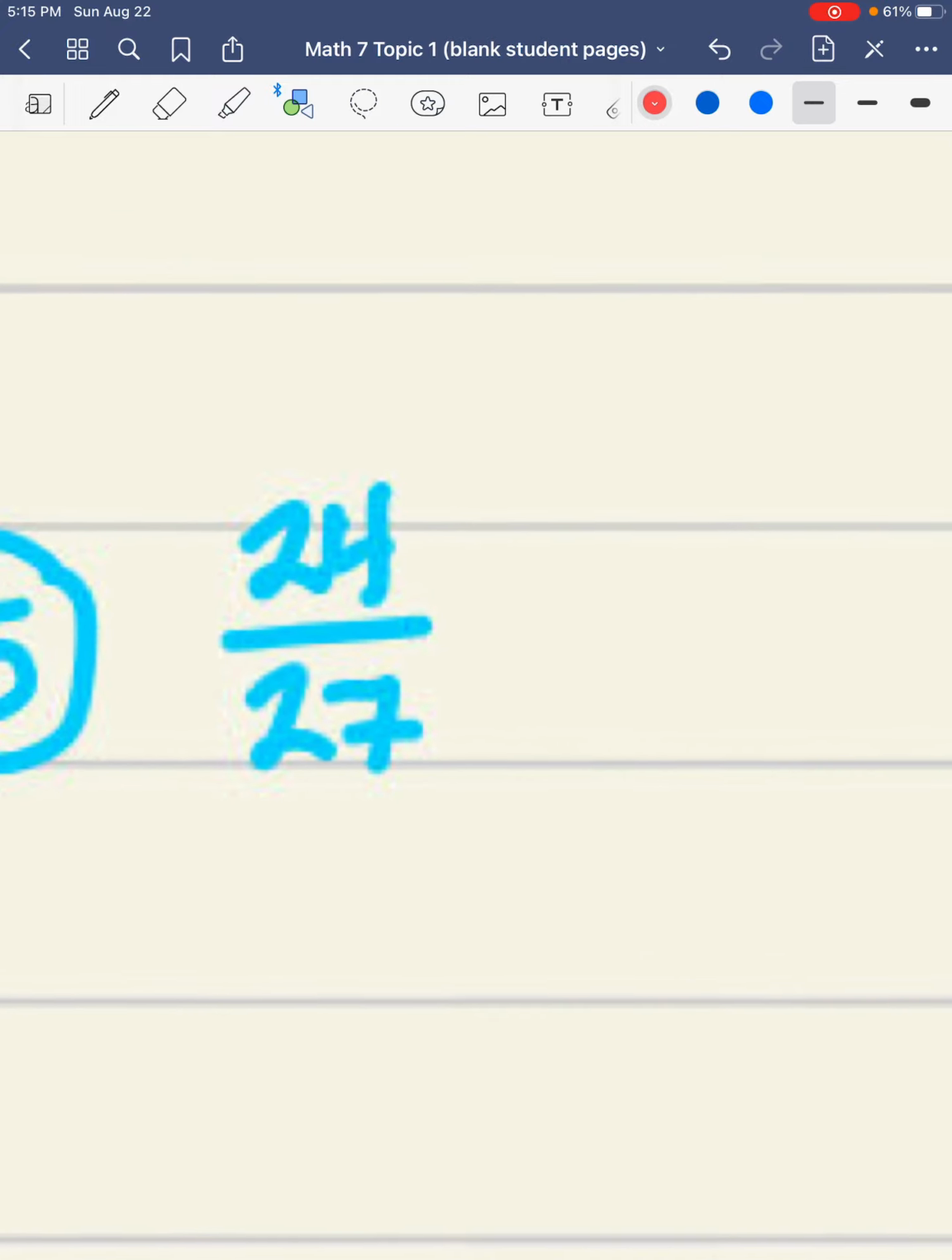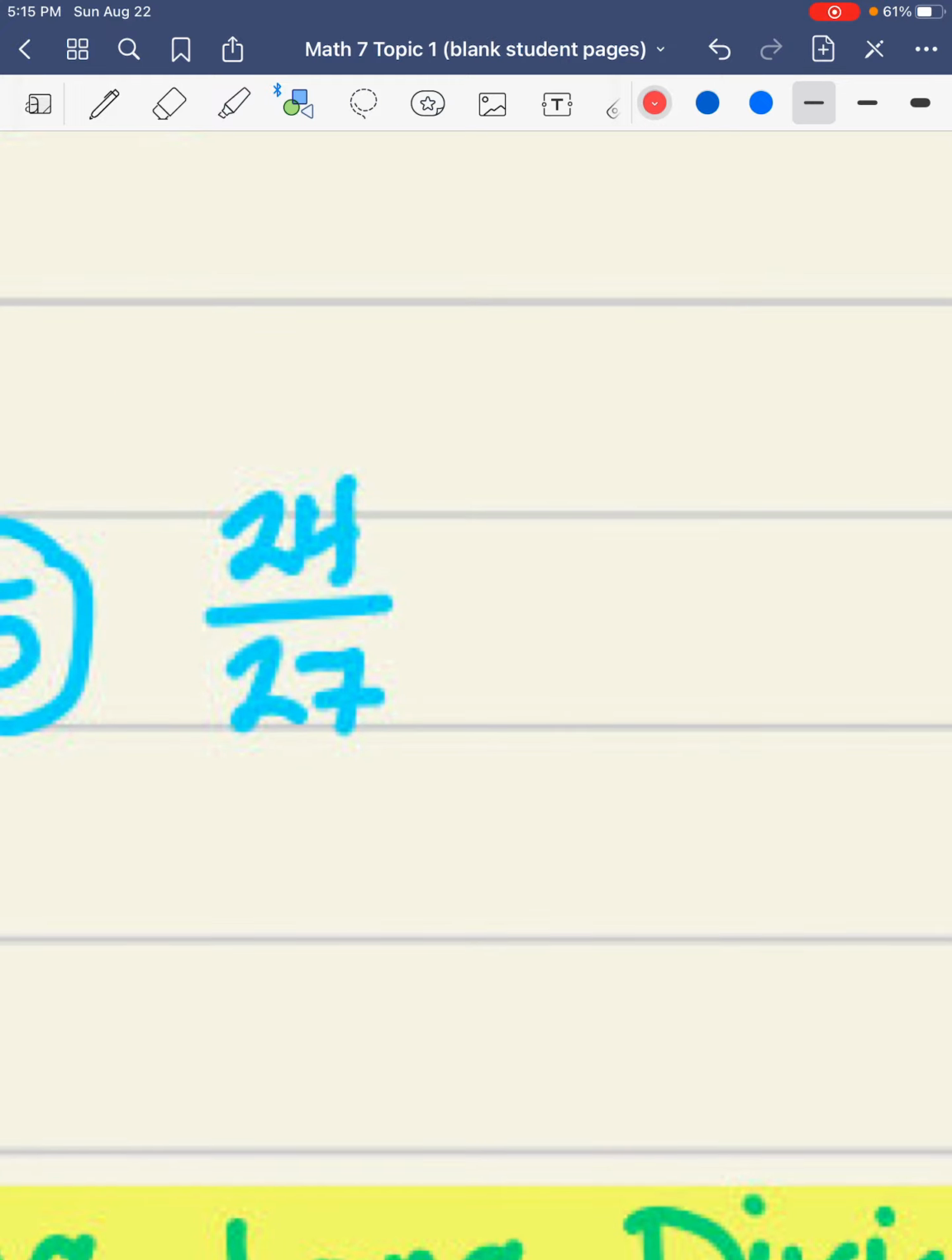Okay, number 5, 24 over 27. Remember that trick I was talking about for finding out if something is divisible by 3? Let's use that trick. What is 2 plus 4? Well, 2 plus 4 is 6, and 6 is divisible by 3. So I know that I can divide 24 by 3. Let's see if I can do the same with 27.